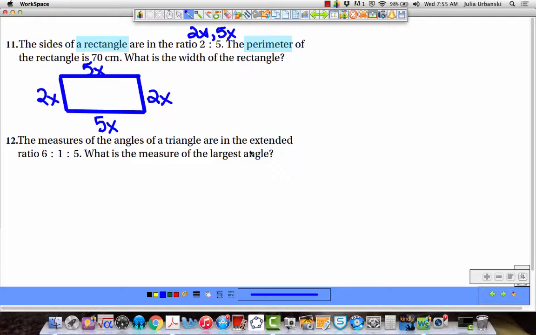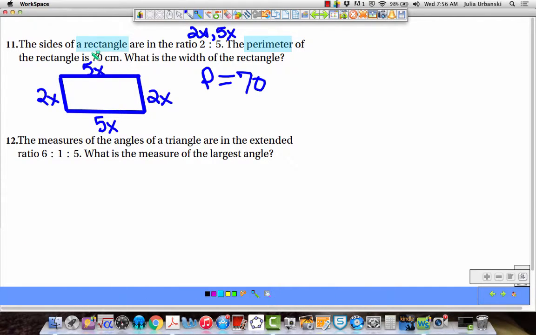Okay. Rectangles have opposite sides that are equal. They also have 90-degree angles. And these come in the ratio of 2x to 5x. What's another keyword in the problem? Say again? 70. And that goes with which word? 70 is the perimeter. So the perimeter is 70. That's key.